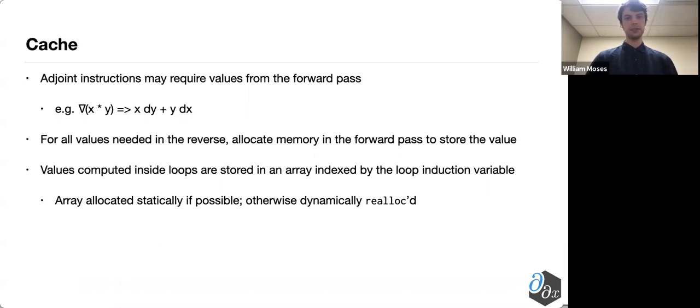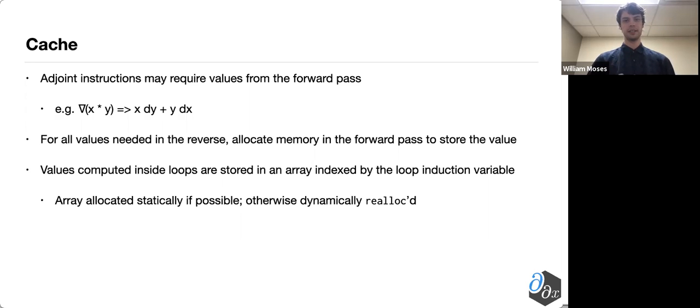So as an example, say you wanted to take the derivative of x times y. You know that the derivative with respect to y here, for example, is just x, and the derivative with respect to x here is just y, meaning you need the original value of x or y. So if those were to be overwritten or otherwise unavailable, you need to preserve them or cache them somehow for the reverse pass. And Enzyme, for all of these values that it deduces are necessary, will allocate memory in the forward pass to store the value.